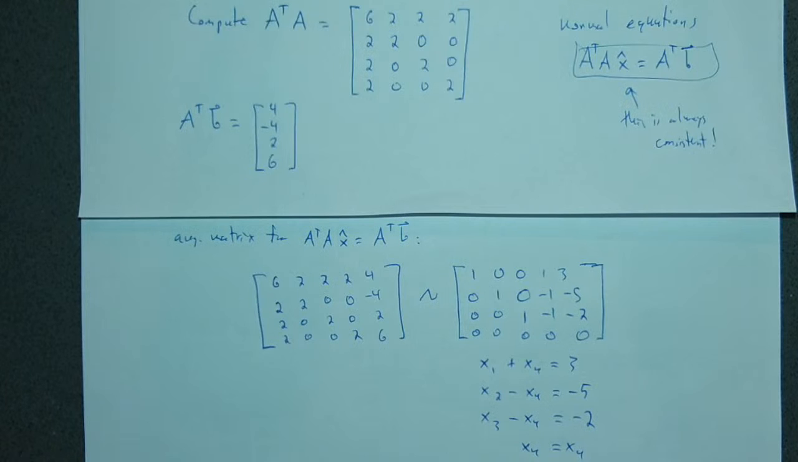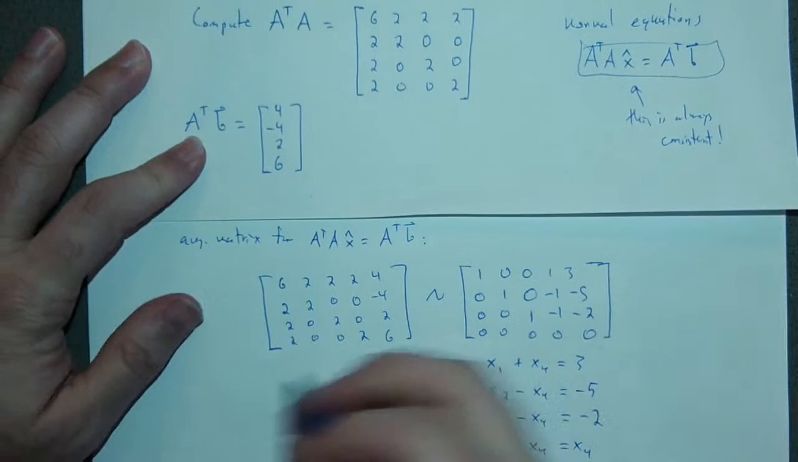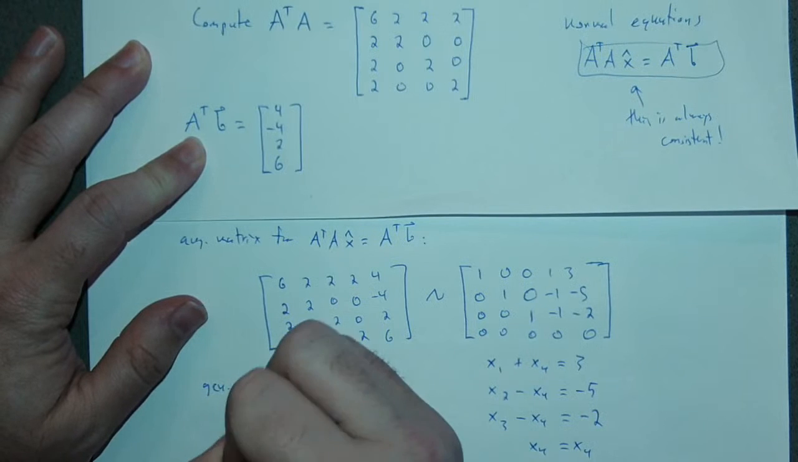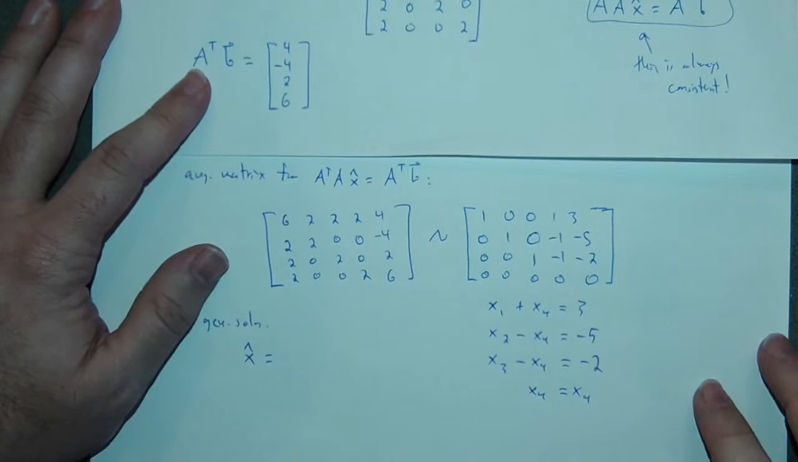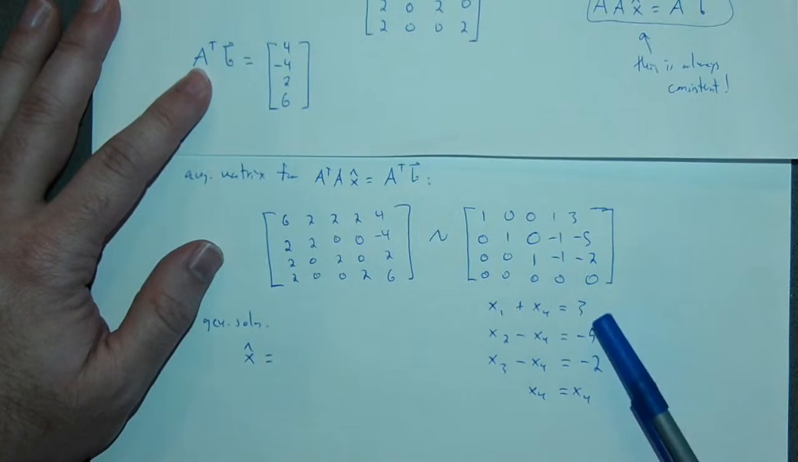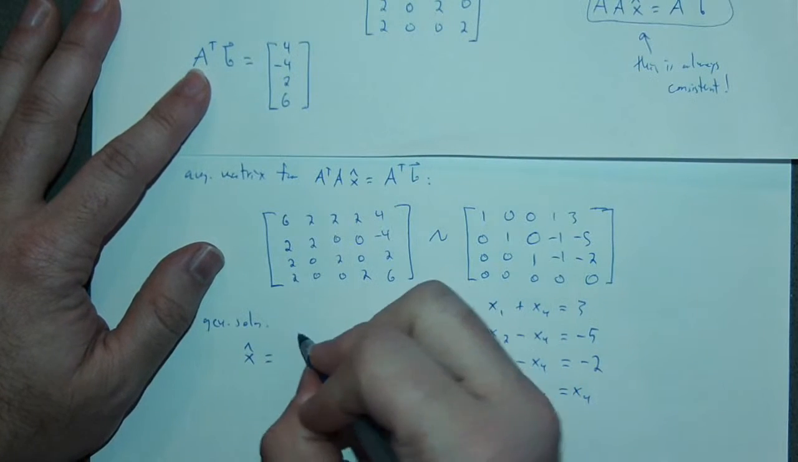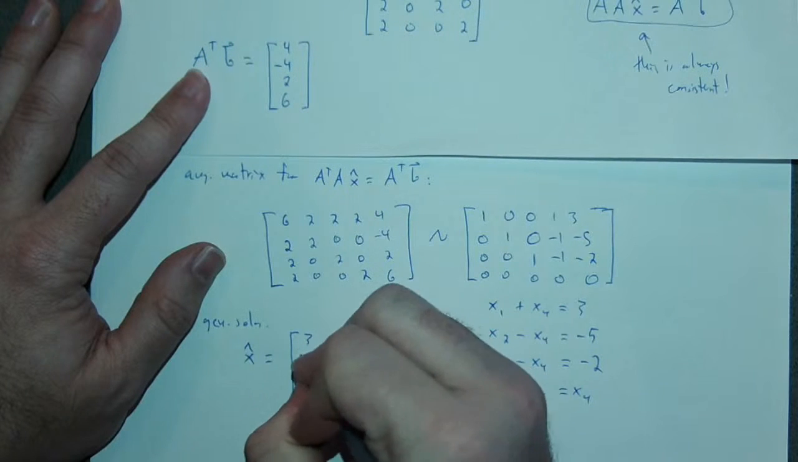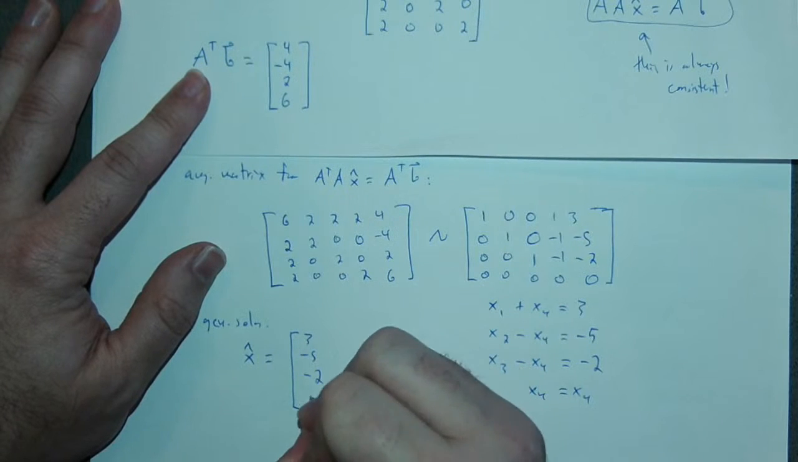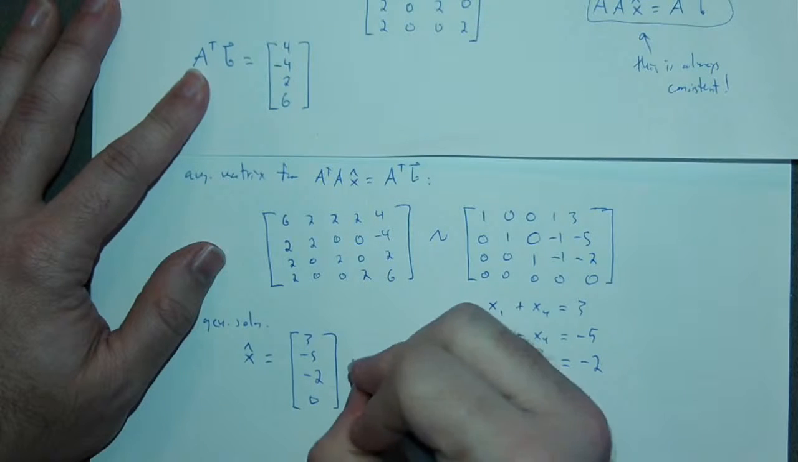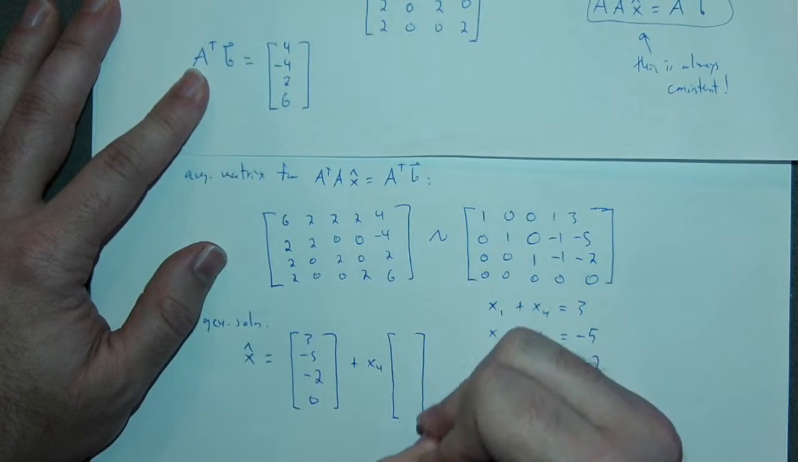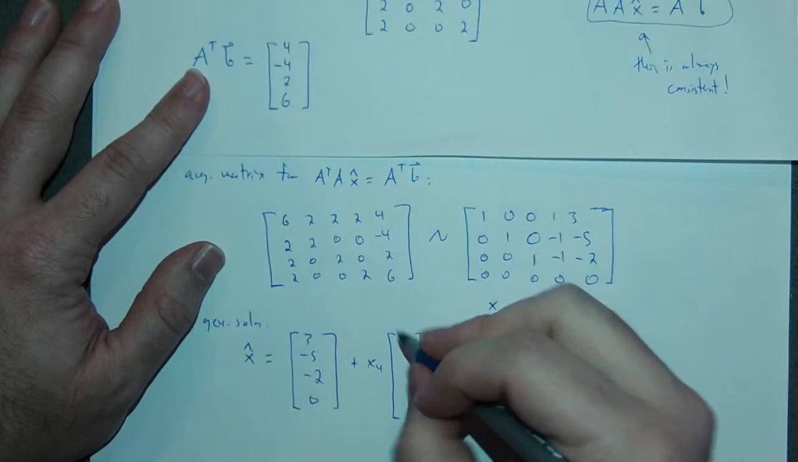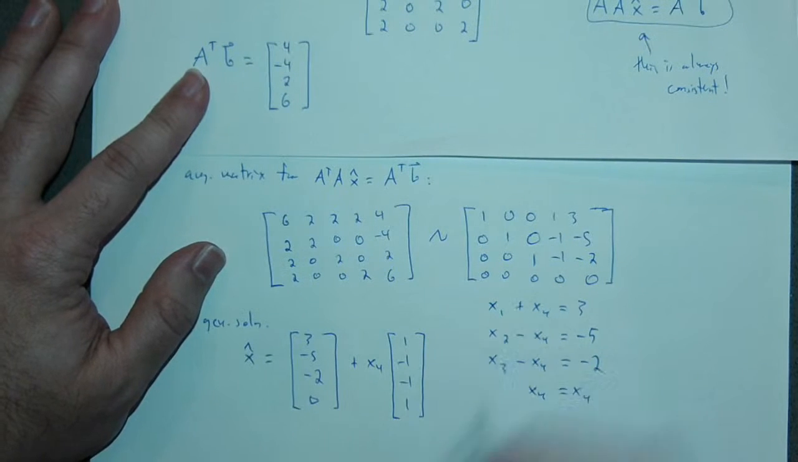Okay. And so what do I get here, right? My general solution is x hat, which is my constant vector 3, minus 5, minus 2, 0. So parametric vector form is our friend, as always. Plus x4 times the vector of things multiplying x4: minus 1, 1, 1, 1.